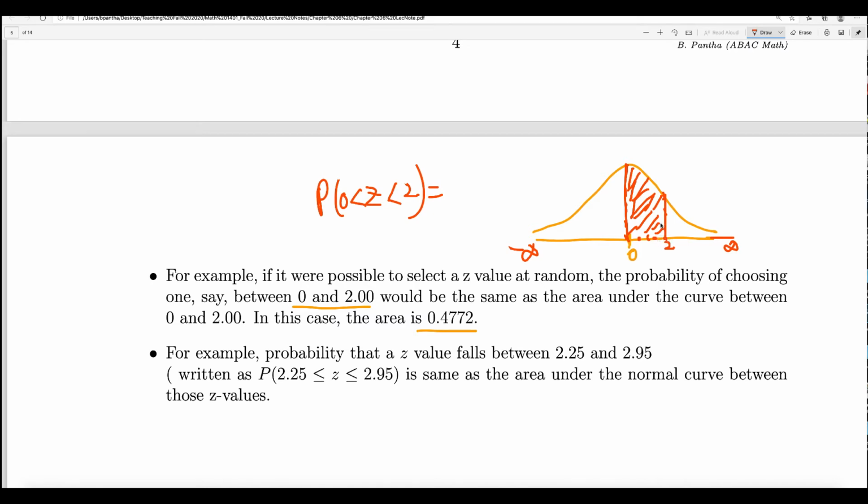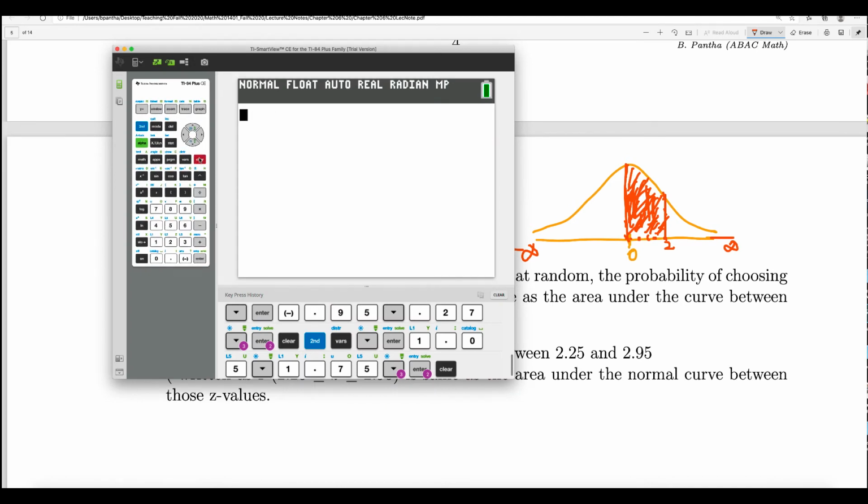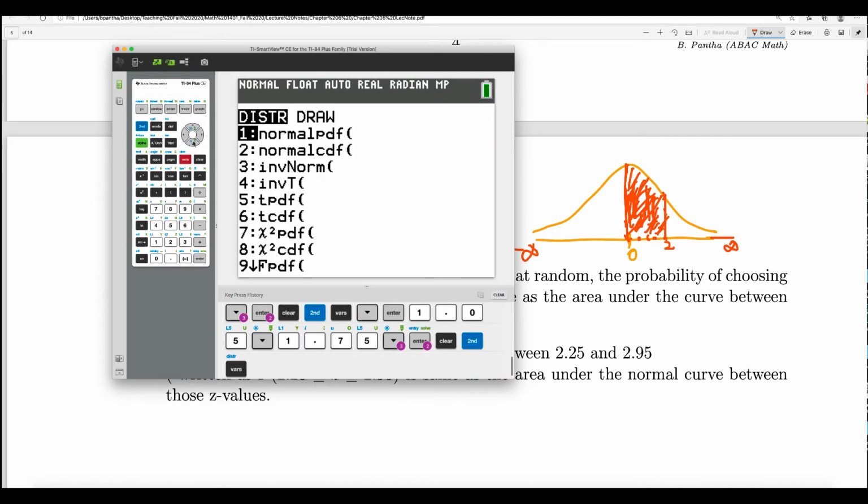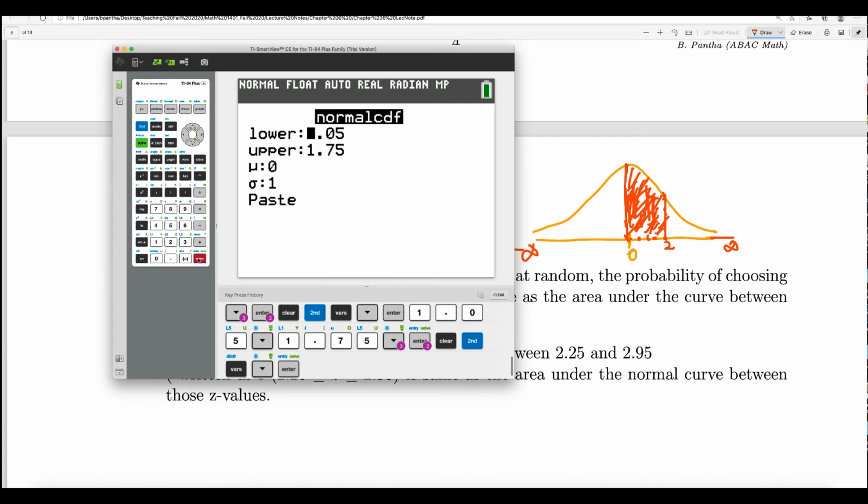It will be the same as the area of this region divided by the total area. Divided by the total area will be just 100% or 1. So you can find just this area to find out the probability that G falls between 0 and 2. So how do I find the area between 0 and 2? It's exactly the same way. Second vars and then number 2, right? Hit enter, and the left bound is 0 for that shaded region, right? The upper bound or right bound is 2, right?